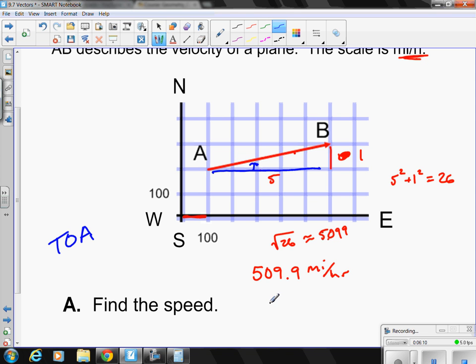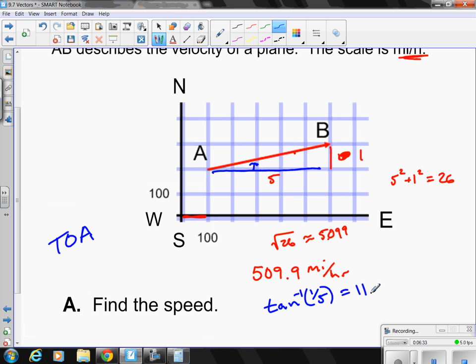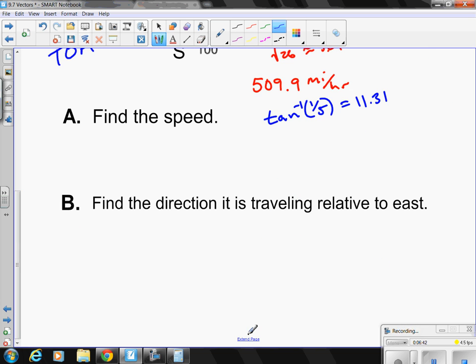So the tangent of opposite over adjacent, but we're looking for the angle, so we're actually going to be using the inverse tangent. Inverse tangent of 1/5. So 1/5 is 0.2, so the inverse tangent of that is 11.31. So that angle is, so find the direction, it's going 11.31 degrees north of east.